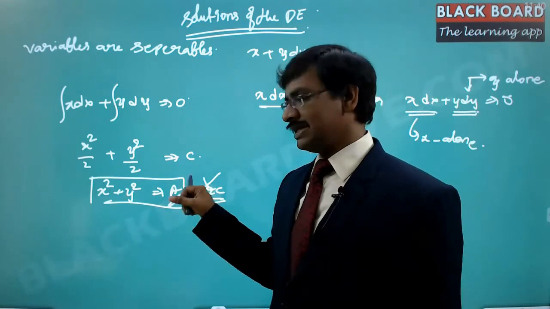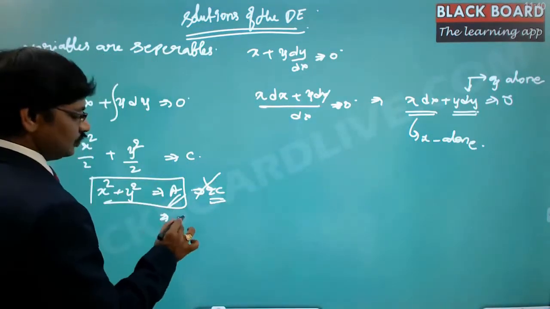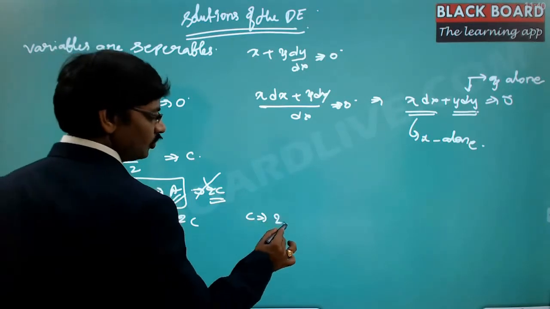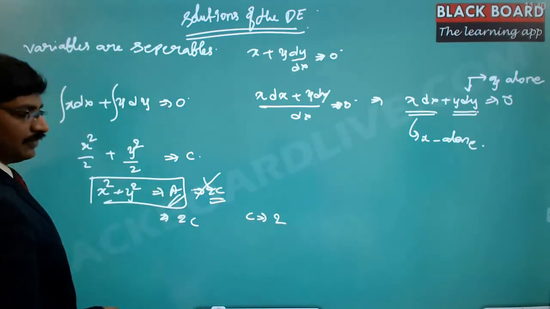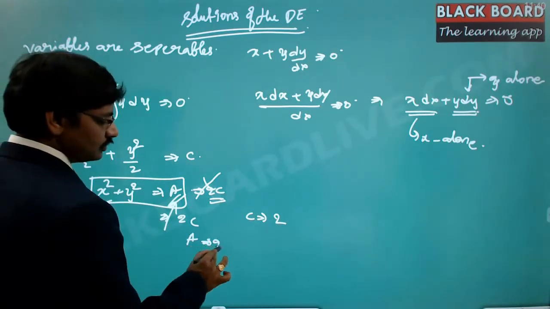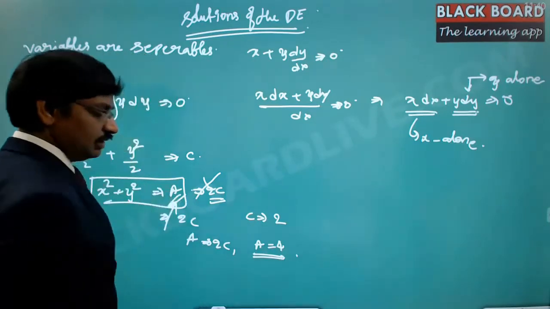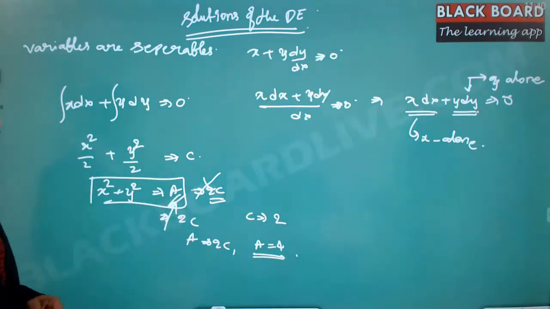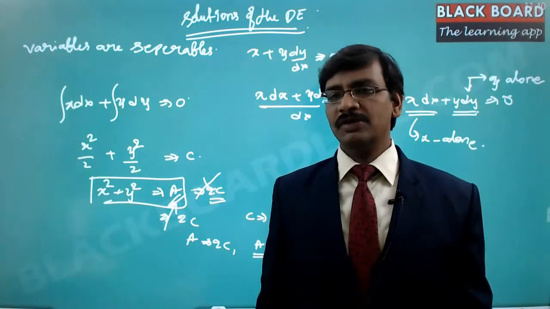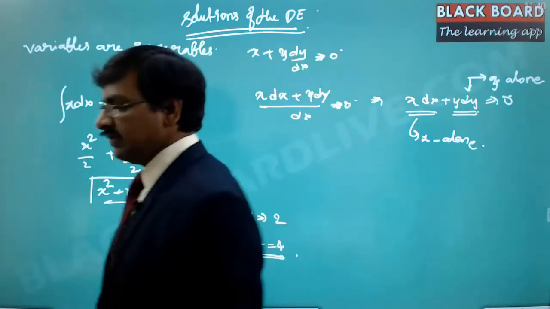Suppose you treat this as 2c, and then using the initial conditions, the c value comes out to be 2. If you have treated that as a, where a is equal to 2c, then after substituting the initial conditions, a will come out to be 4. So whether you keep c or whether you keep a, it will not make any difference in our differential equations. Got it? Okay. So this is variables separable.